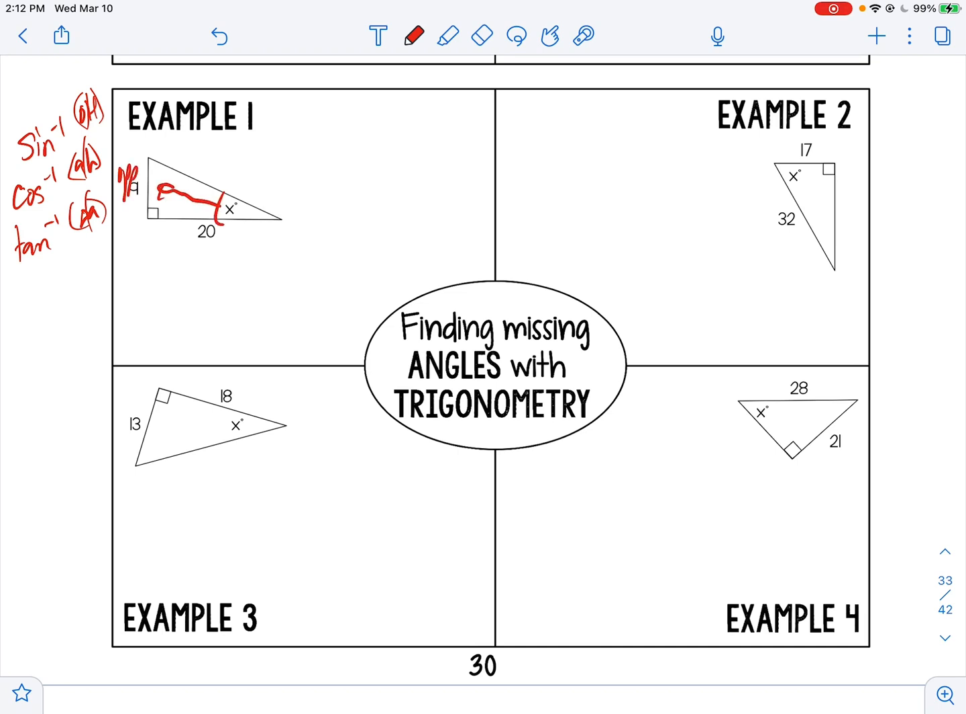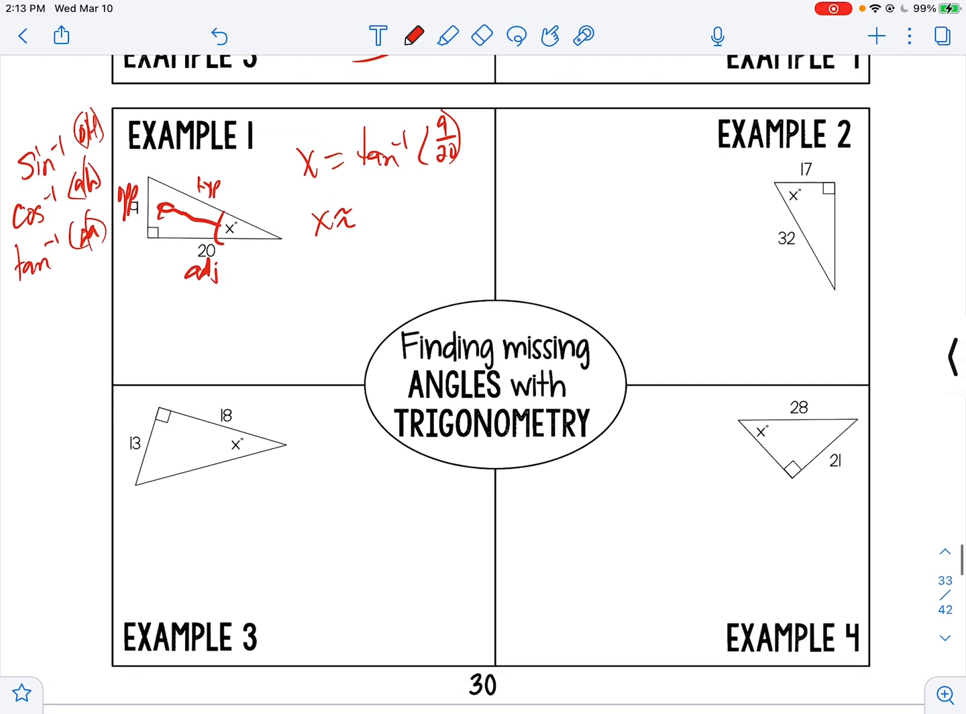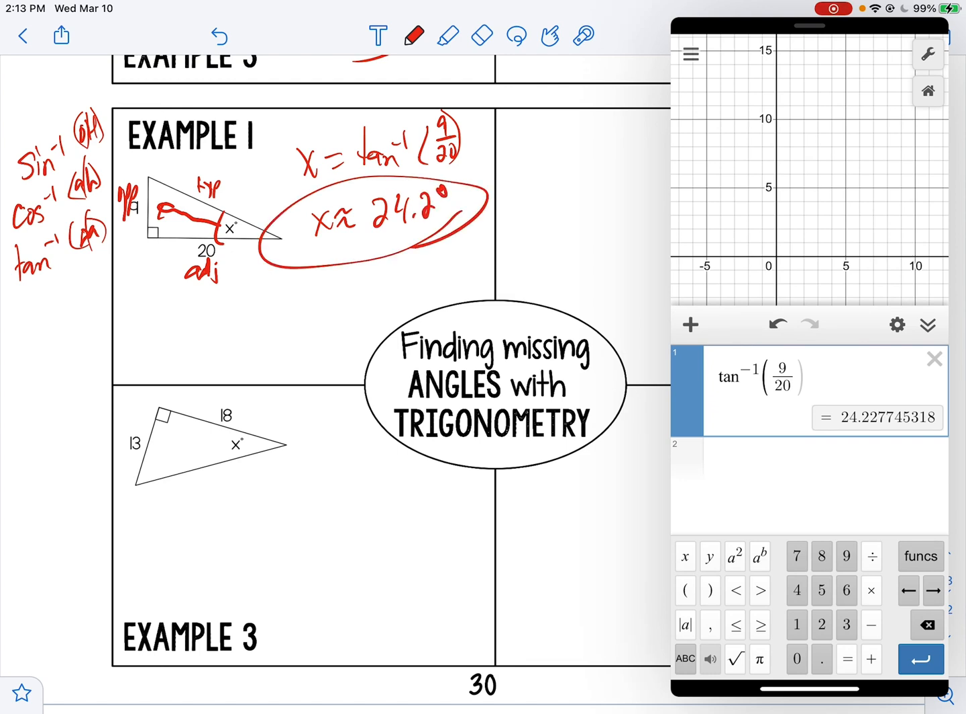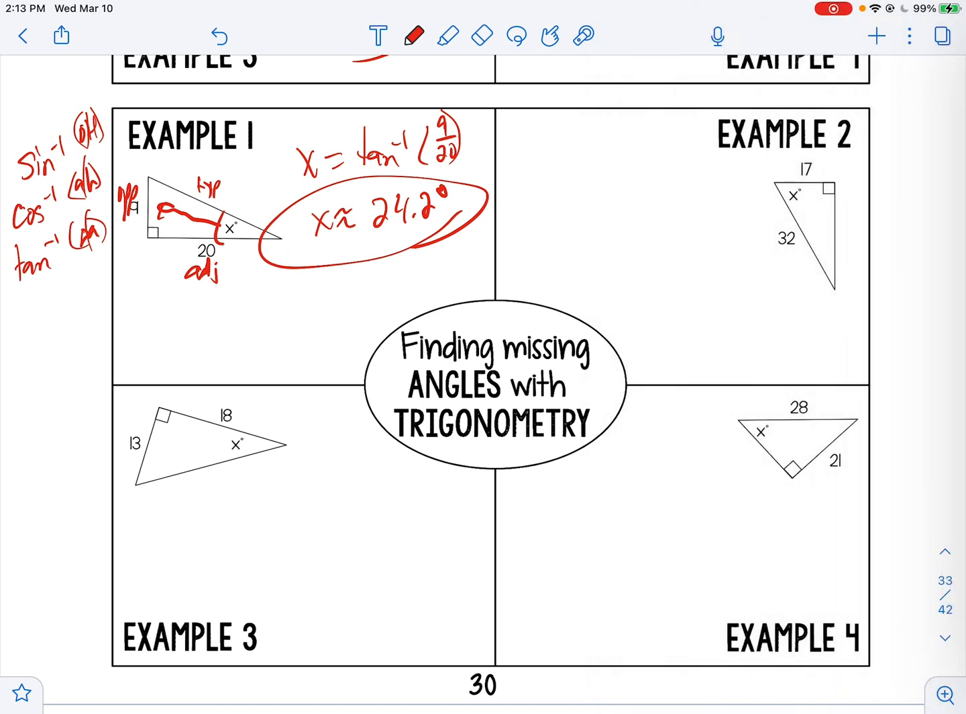So, what have we got? Over here is my opposite. That makes this my adjacent because across from the 90 is the hypotenuse. So I have OA, so I'm going to do x equals the arctangent of opposite, which is 9 over 20. So x is approximately, let's go back to our calculator. Arctan of 9 divided by 20, 24.2 degrees. Don't forget your degree symbol because we are finding the angle measure, so it should have degrees.